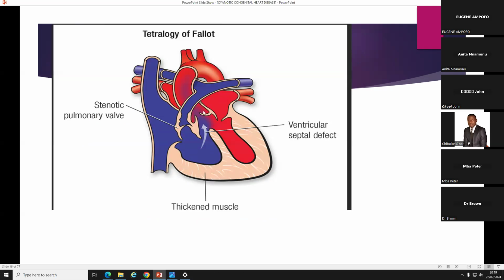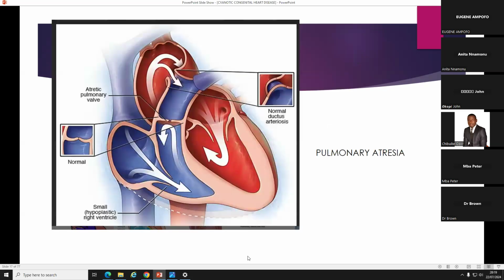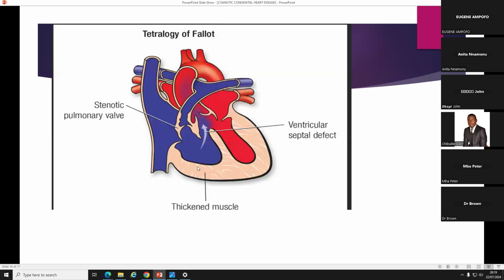So you have the overriding aorta above a non-restrictive ventricular septal defect. The septum should go all this way here, and the aorta should not override both the right ventricle and the left ventricle. So there's an overriding aorta, and we can see this is meant to be the right ventricular outflow tract. We can see a stenotic pulmonary valve.